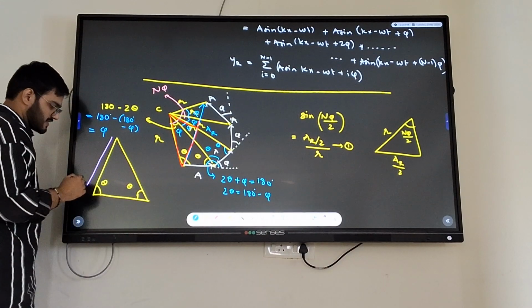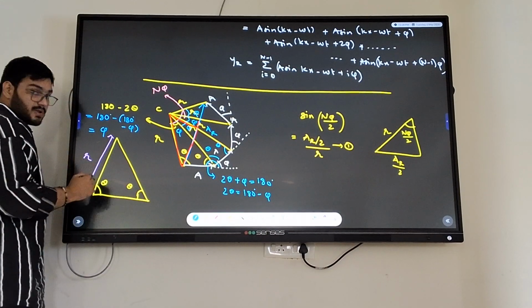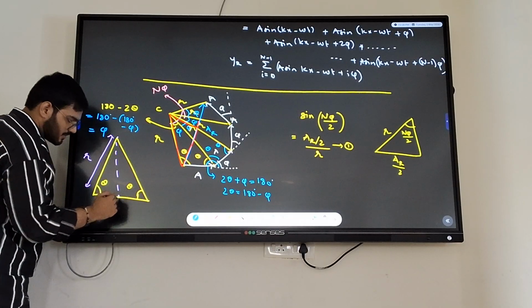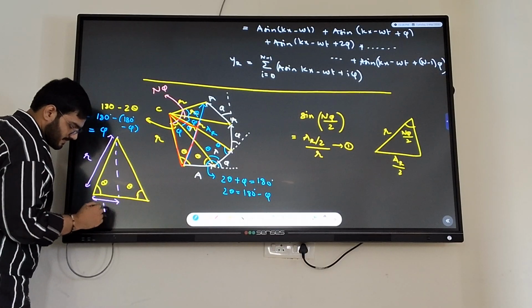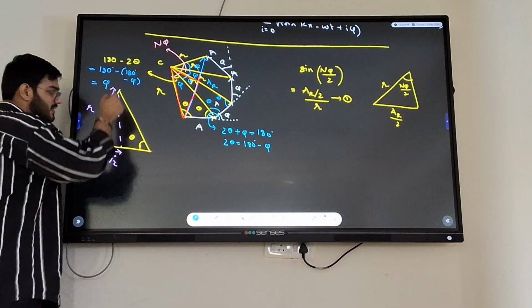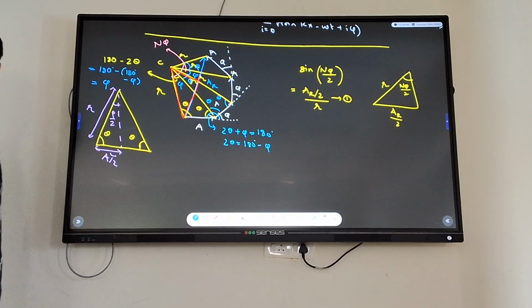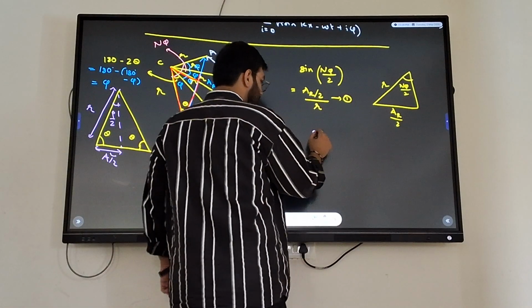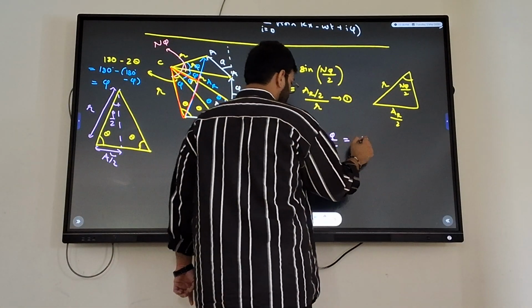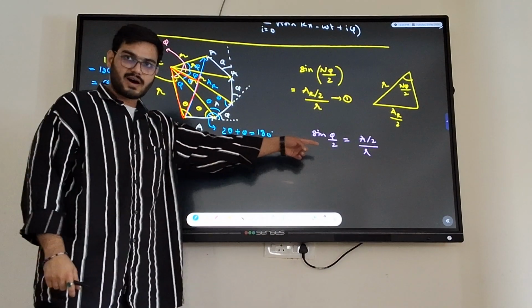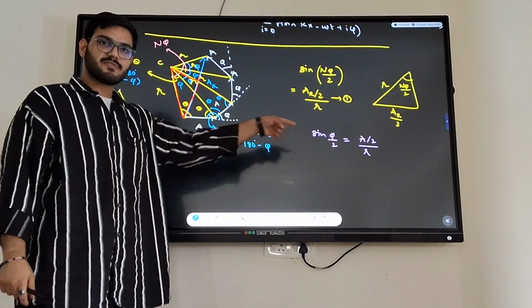Let this be the triangle. Now what is its side length? R. And what is this length? A. If I draw the perpendicular, what will this length be? And the whole angle is phi, and this will be phi by 2. Then can you tell me sine phi by 2 now? A by 2 divided by R. Then do I know the value of R now, in terms of A and phi?